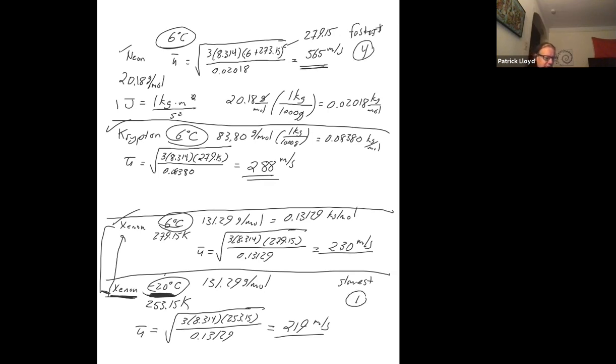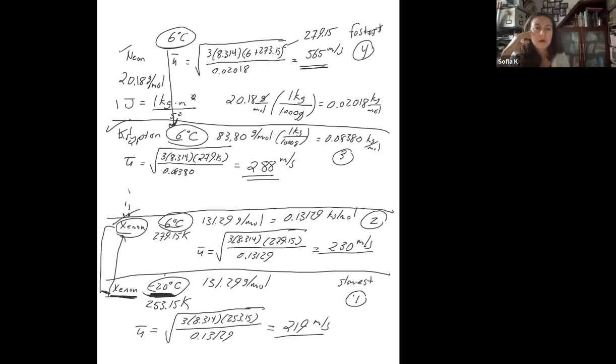And then you say, okay, well, what about the krypton? Well, the krypton is also at the same temperature, but it's heavier. So that's going to be 3. And the xenon is at the same temperature as the krypton. So it's heavier, but same temperature. So that's going to be 2. So the slowest is 1 and the fastest is 4. So either method will work.